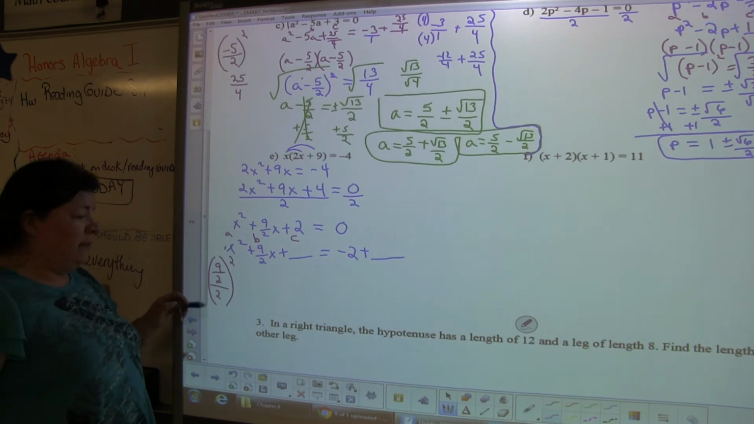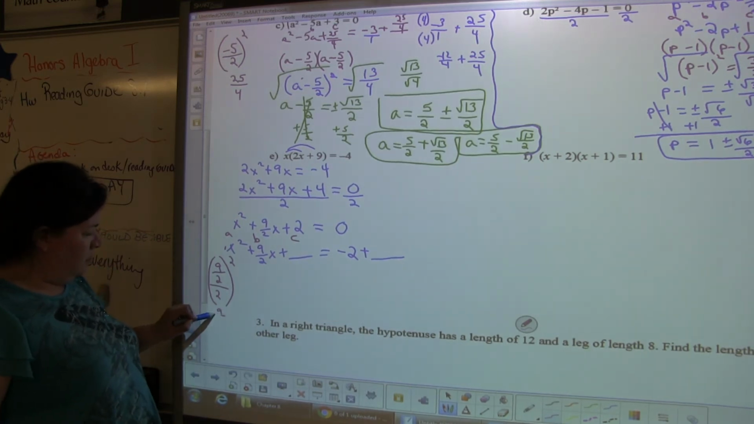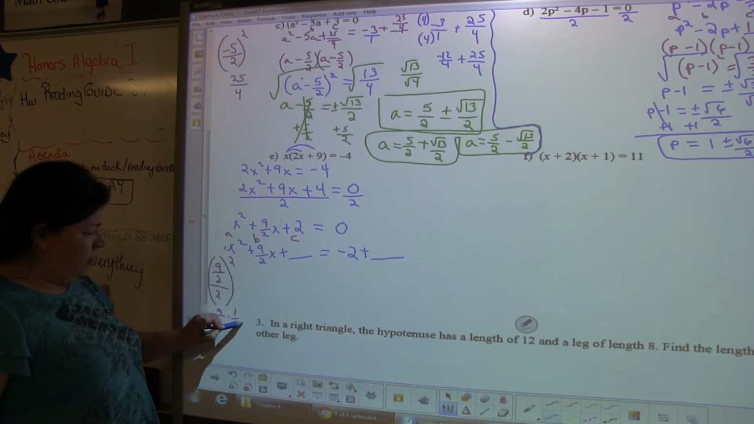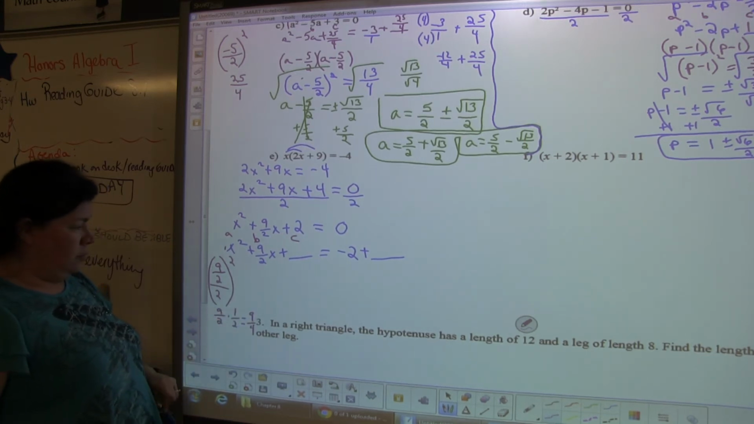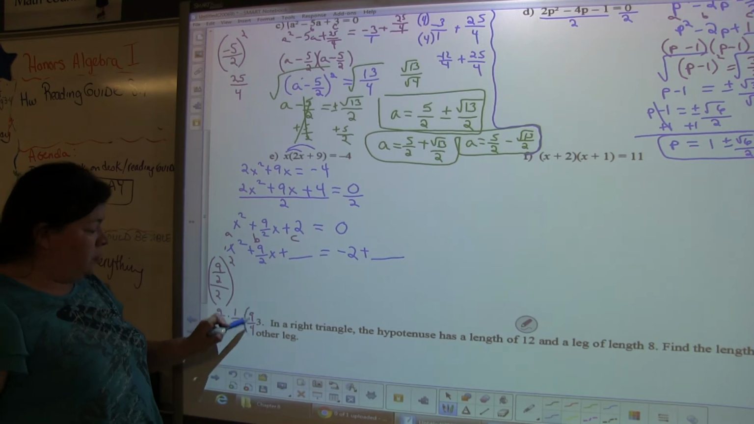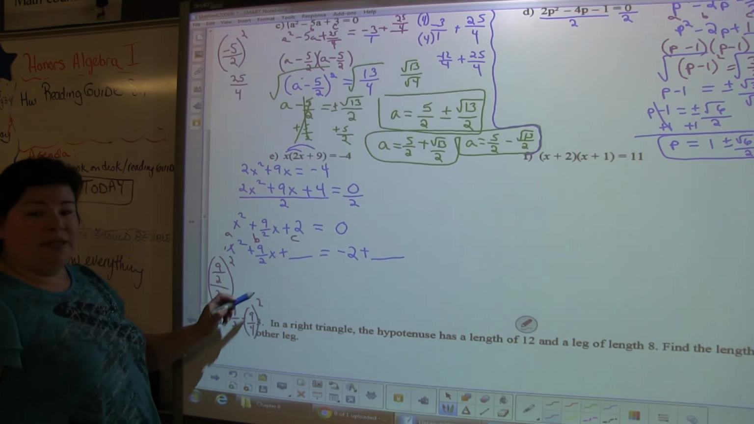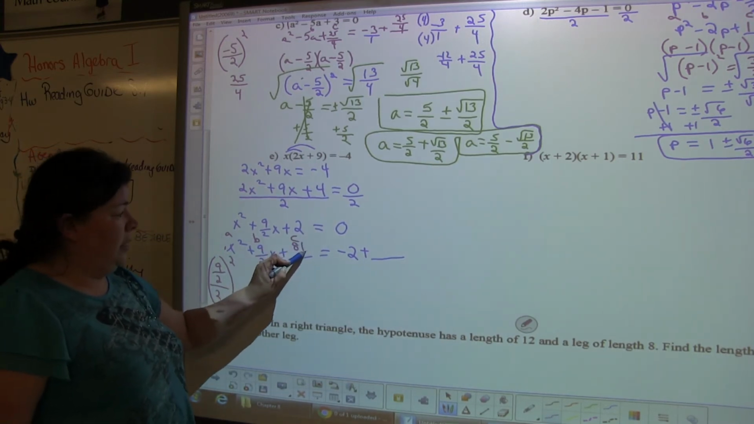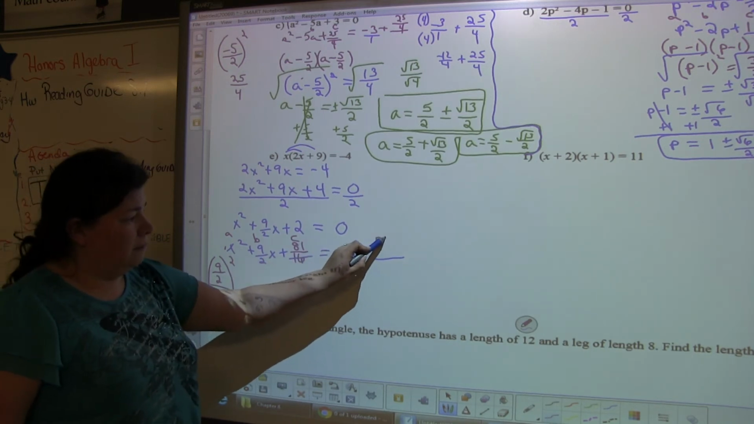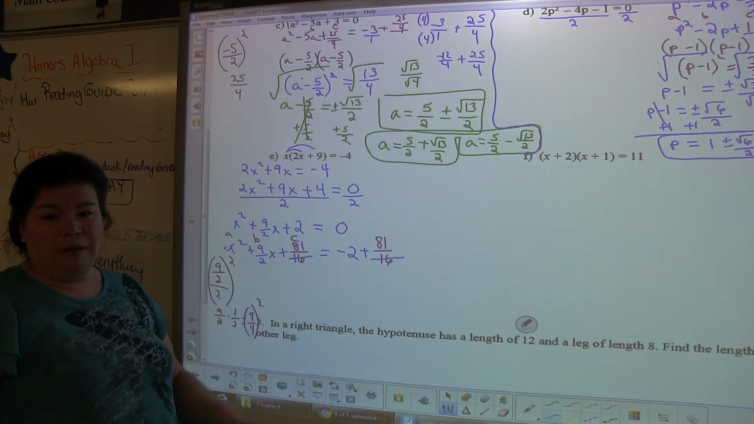So 9/2 divided by 2 is the same as saying 9/2 times 1/2, which is really 9/4. Okay? But then we have to square that, which is 81/16. So we're really adding 81/16 here. And what we do to one side, we do the other.